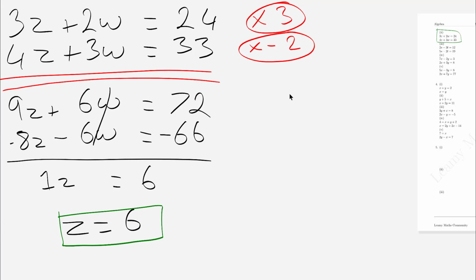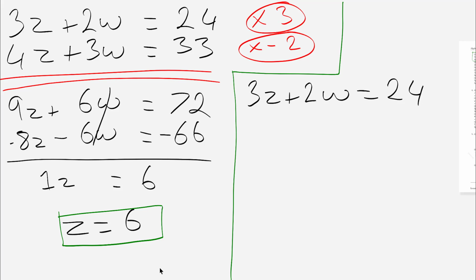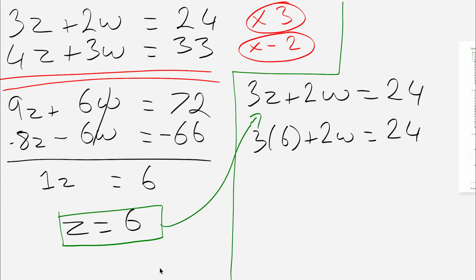Now remember, once again, once you solve for one variable, you have to fill back into one of the original equations to solve for the other variable. So I will fill back into the first equation again. So we had 3z plus 2w equals 24. Remembering that z is 6, so filling 6 in for z, I will get 3 times 6 plus 2w equals 24. 3 times 6, that's 18, plus 2w equals 24.